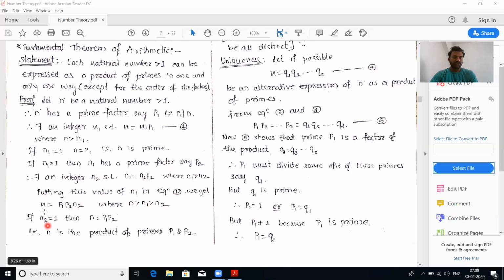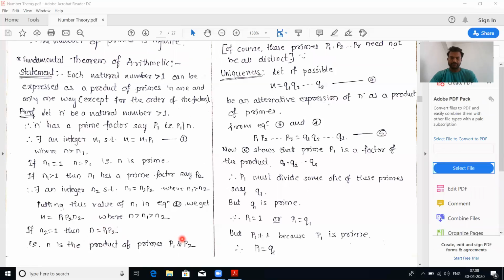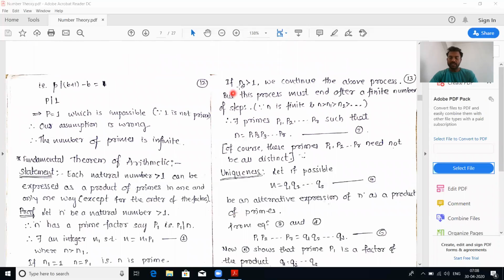Again, suppose n2 equals 1. Then n equals p1 into p2. Both p1 and p2 are prime numbers, so I have expressed n in the form of a product of primes, p1 and p2. If n2 is greater than 1, we have to continue the process.